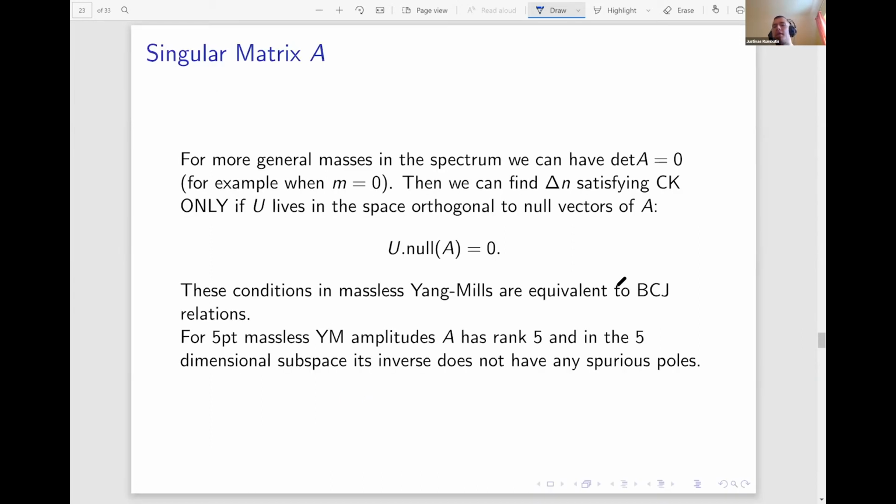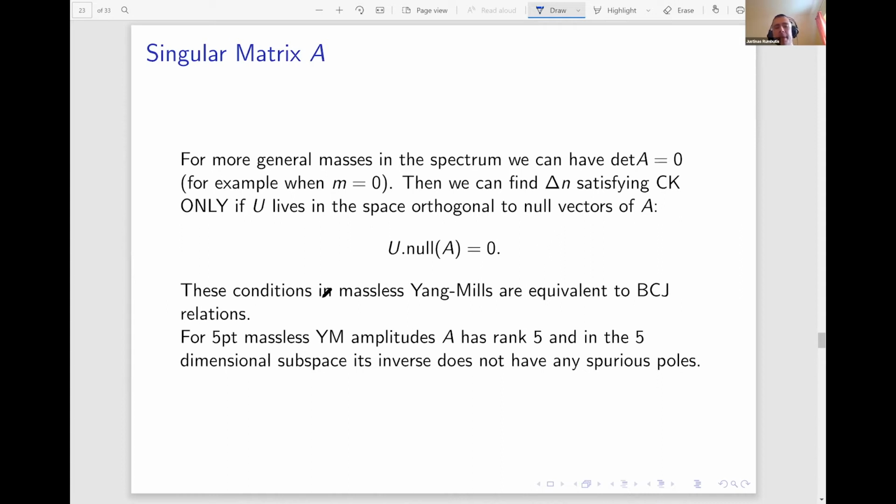So then we can think about what happens in cases for which we know the double copy works for any n-point amplitudes, for example, in massless Yang-Mills. And we find that in that case, A is actually a singular matrix. So if we want to invert it, we can only do it in the subspace orthogonal to all the null vectors of A. So we require U to be in that subspace. In other words, U to be orthogonal to the null space of A if we want to be able to invert A.